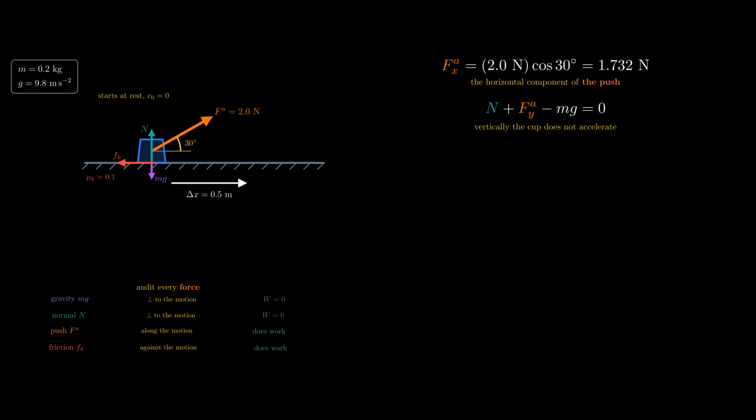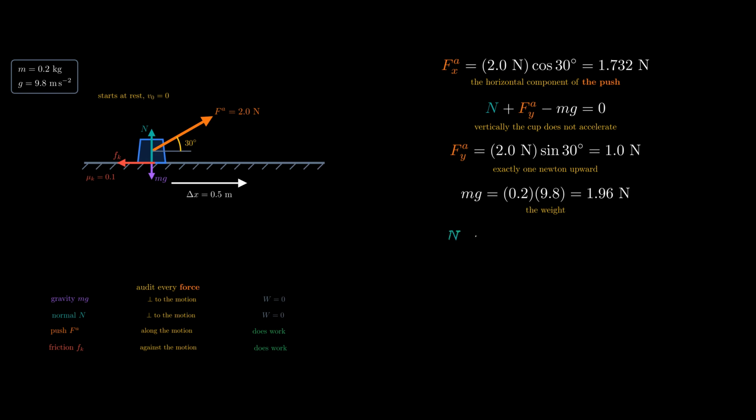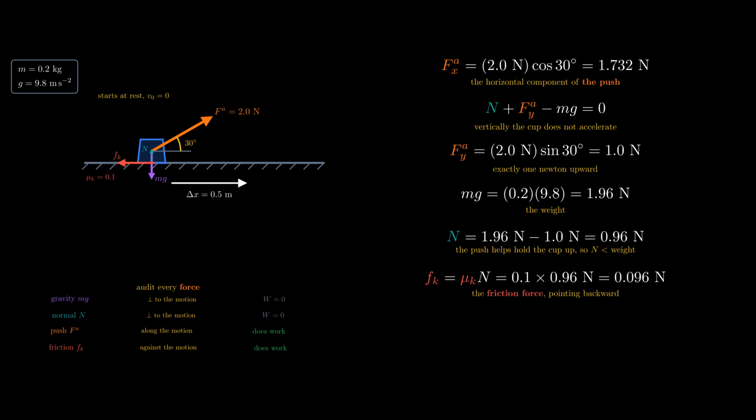Vertically, the cup does not accelerate, so the normal force plus the upward component of the push balances the weight. The upward component is 2.0 newtons times the sine of 30 degrees, exactly 1.0 newtons. The weight is mg, 1.96 newtons. So the normal force is 1.96 minus 1.0, 0.96 newtons, noticeably less than the weight. The friction force is mu_k times the normal force, 0.096 newtons, pointing backward.